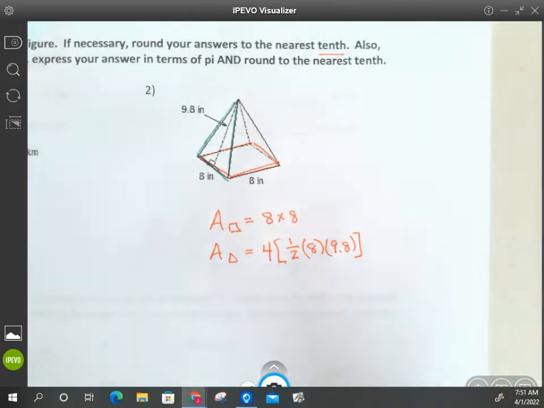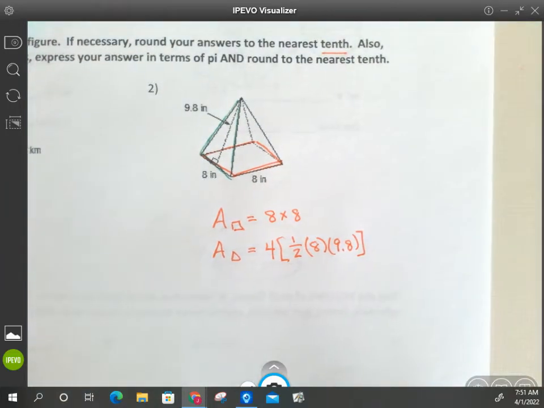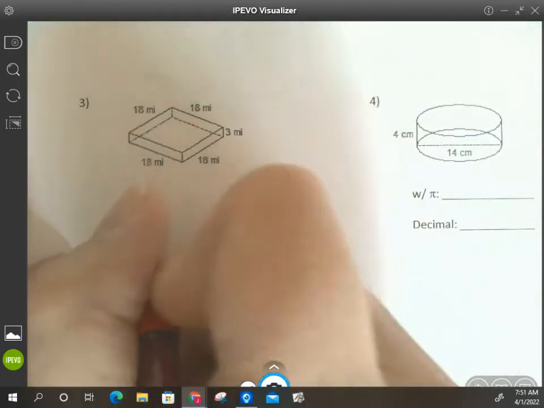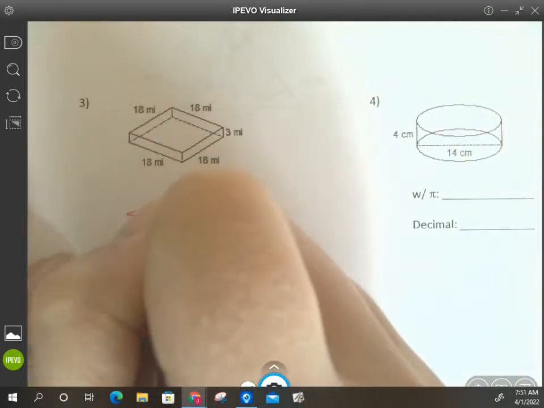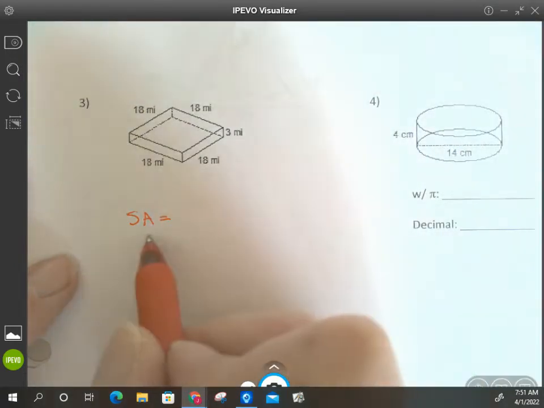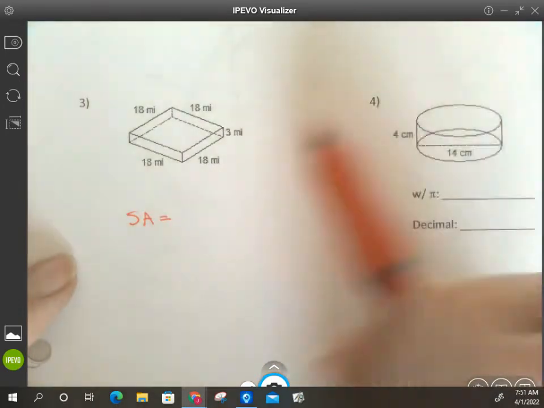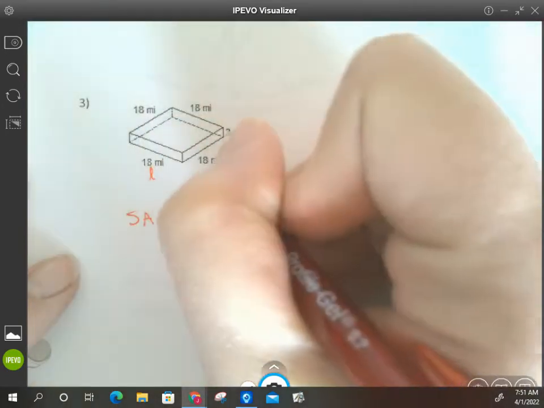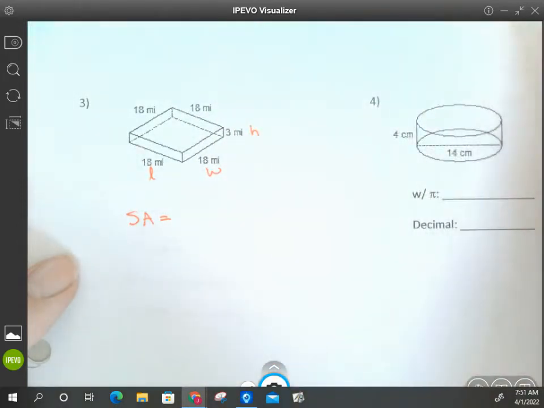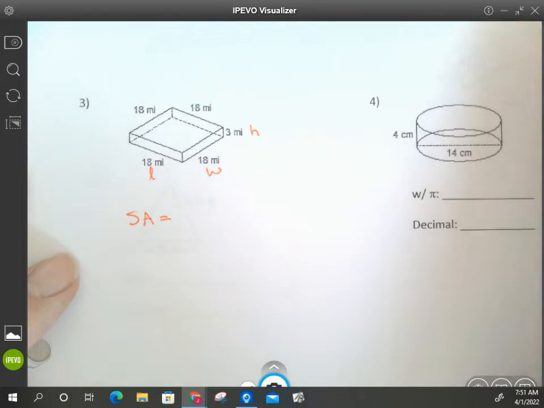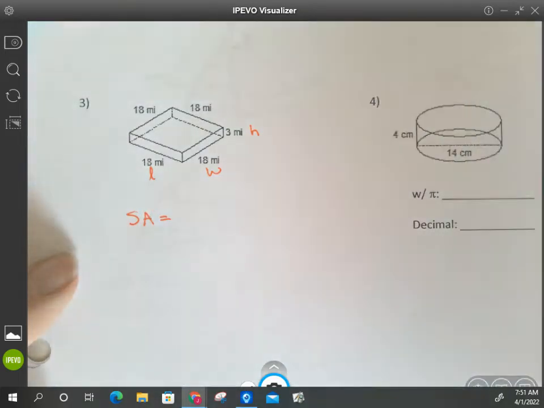Okay, now if we move on to number 3, what is number 3? Well, it's a rectangular prism, right? Okay, so I'm putting surface area here. We could break this all down and look at it, but we do have a formula. Here's your length, your width, and your height. This 18 is the width, this 18 is the same as the length. And you do have a formula if you go to your formula sheet.